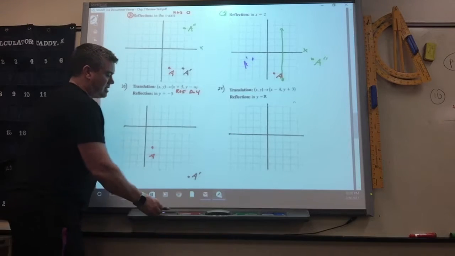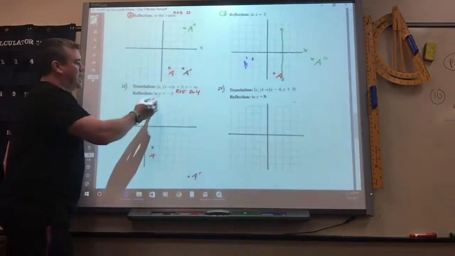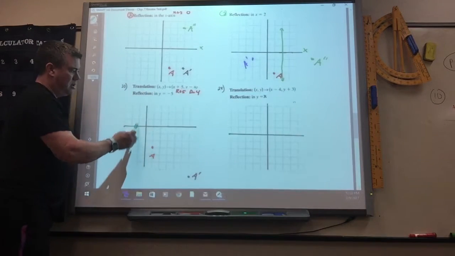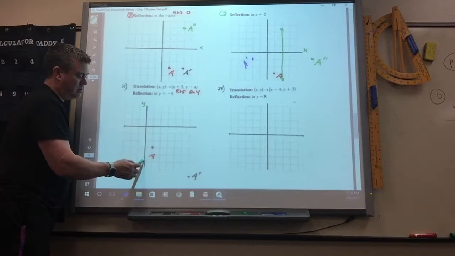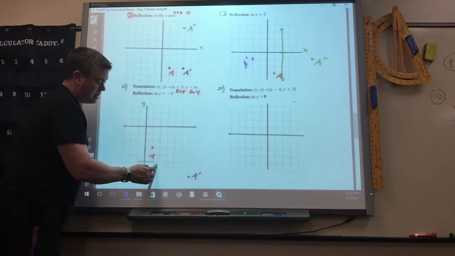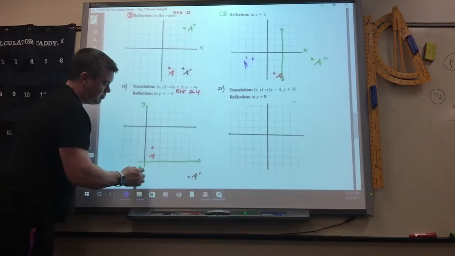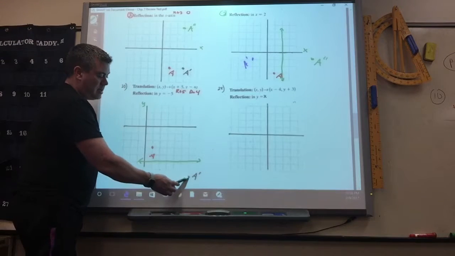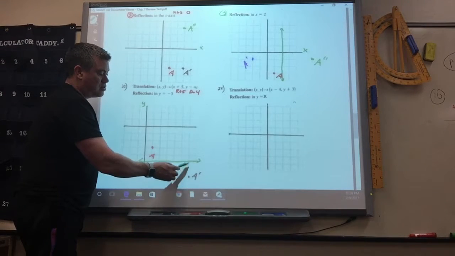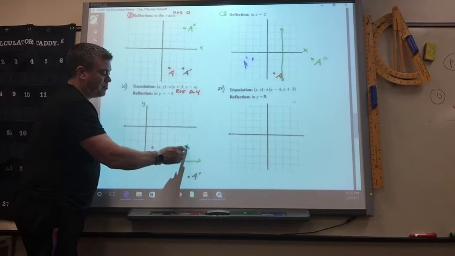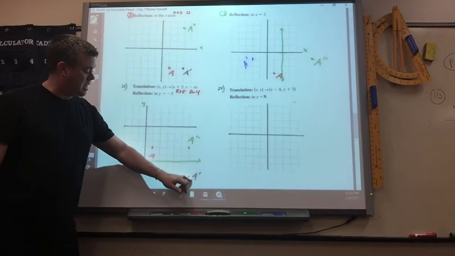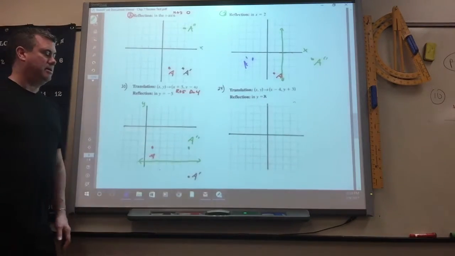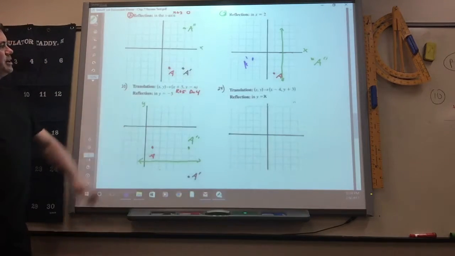And then reflect in the line y equals -5, which crosses the y-axis at -5. So that's this line. So A prime is 2 away, so you just go 2 up. And there's A double prime. It slid down over here and it reflected up to there. That's the glide reflection.